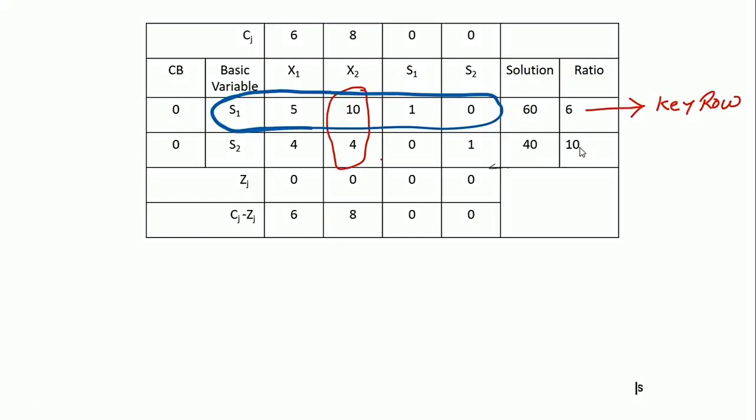Basing on this, we will identify what is a key row. The key row is the least non-negative value. The least non-negative value should be considered as the key row. So this is the key row which will be leaving the matrix, and x2 will substitute in place of s1.